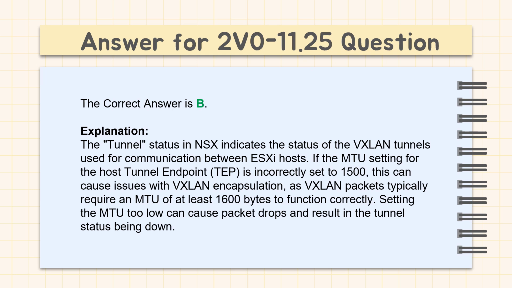The tunnel status in NSX indicates the status of the tunnels used for communication between ESXi hosts. If the MTU setting for the host tunnel endpoint, TEP, is incorrectly set to 1500, this can cause issues with encapsulation, as overlay packets typically require an MTU of at least 1600 bytes to function correctly. Setting the MTU too low can cause packet drops and result in the tunnel status being down.